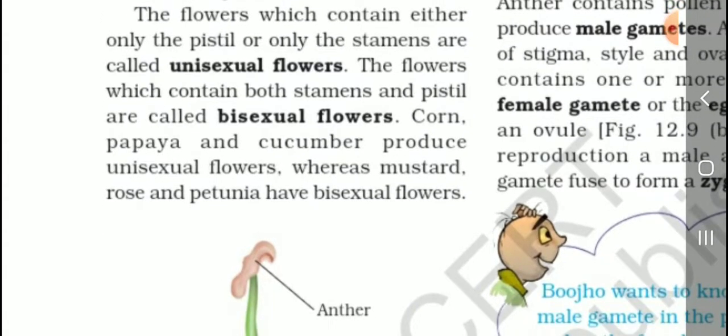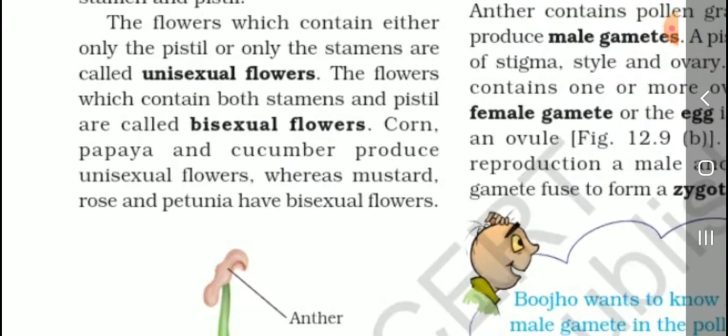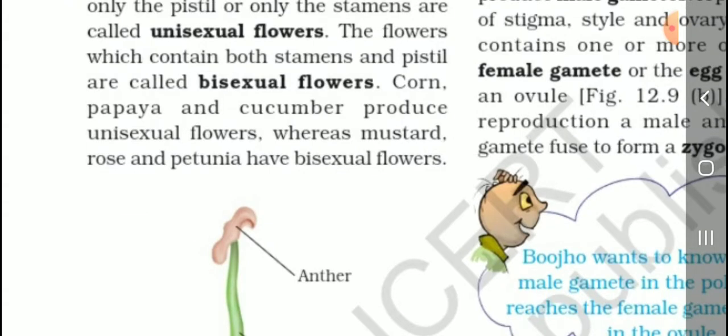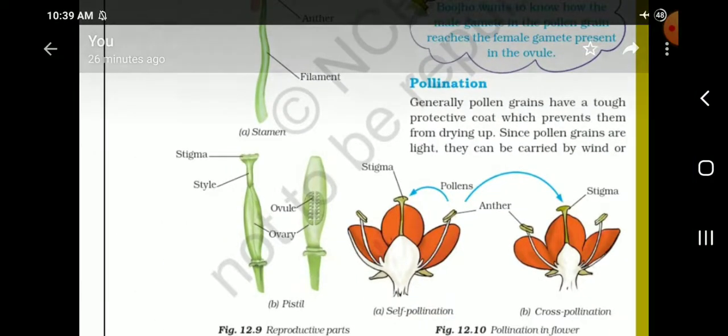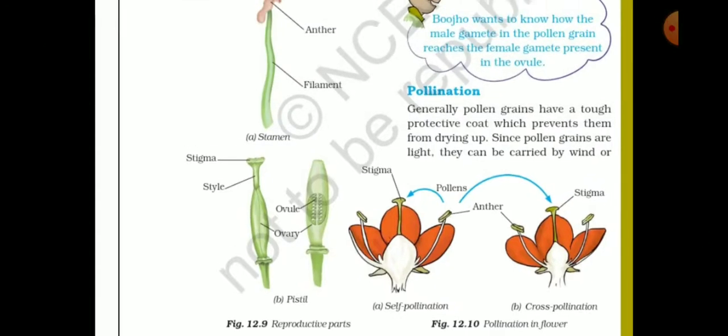Corn, papaya and cucumber produce unisexual flowers. What is the example of unisexual flowers? Corn, papaya, cucumber. Then mustard, rose and petunia have bisexual flowers. What is the example of bisexual flowers? Mustard, rose, petunia. Okay. Are you clear, students? If you have any doubt, ask.